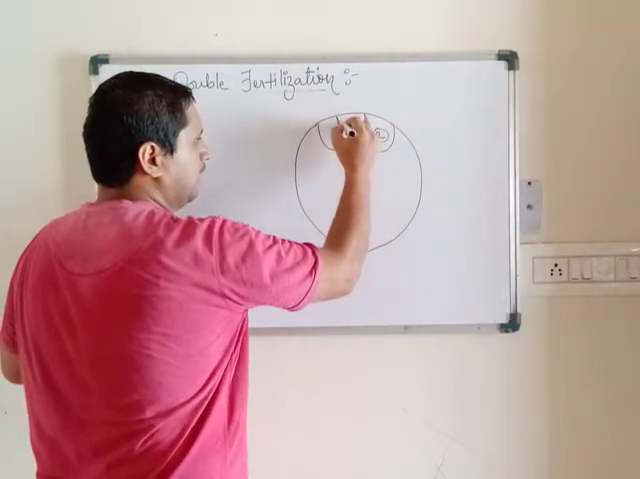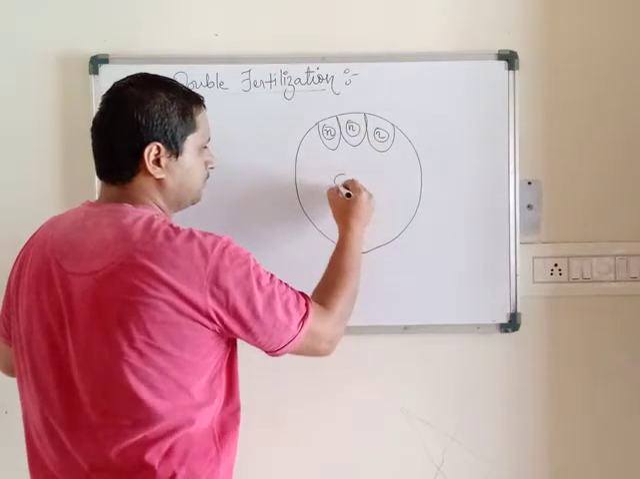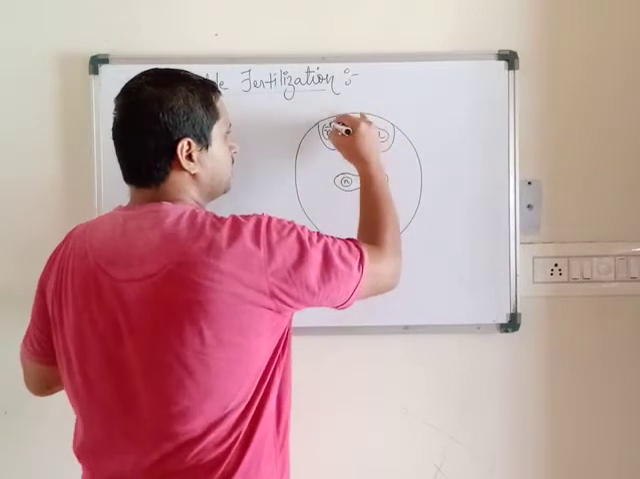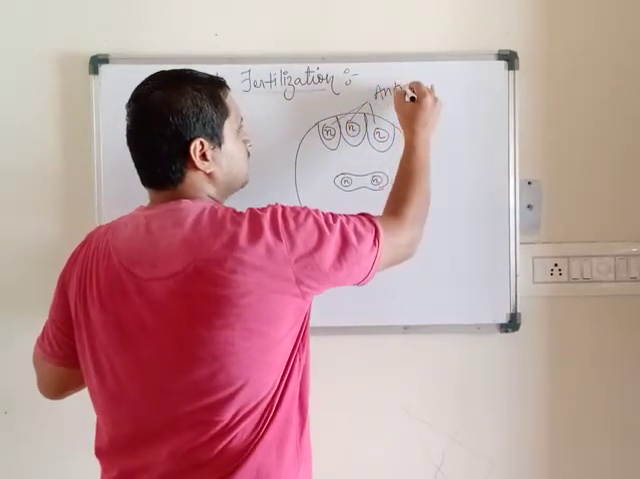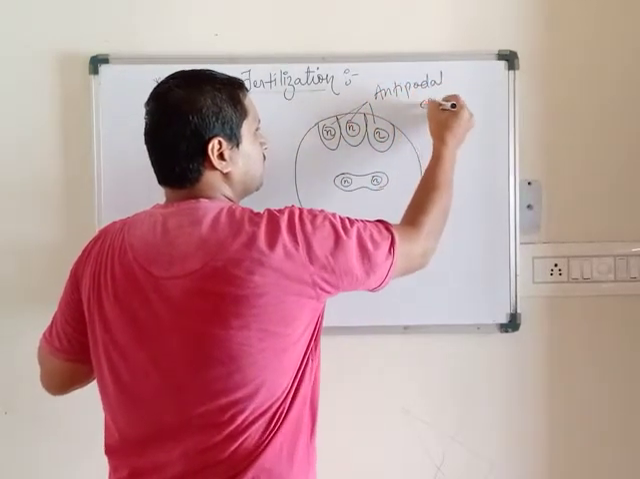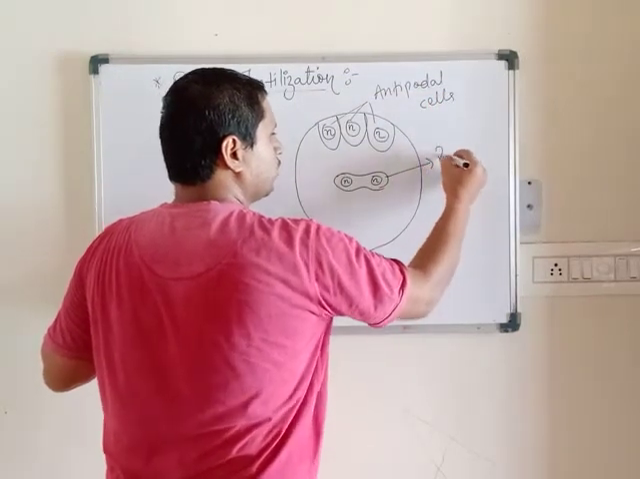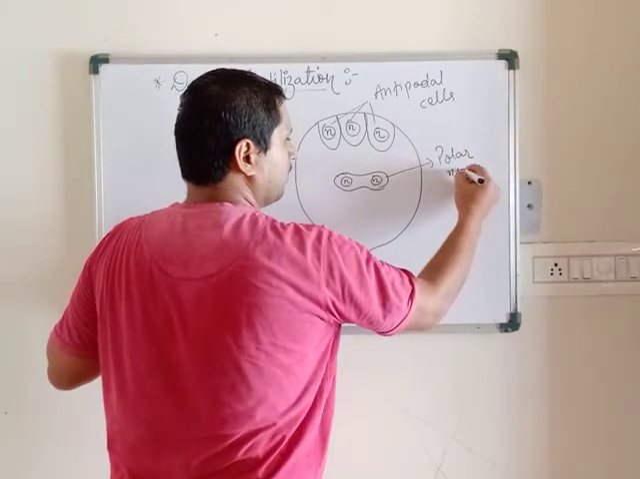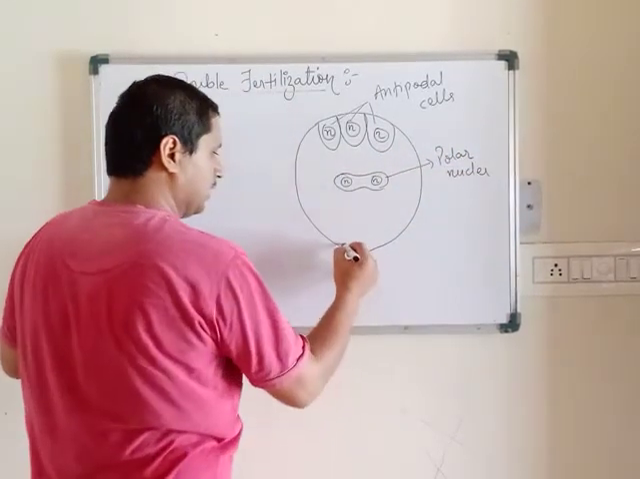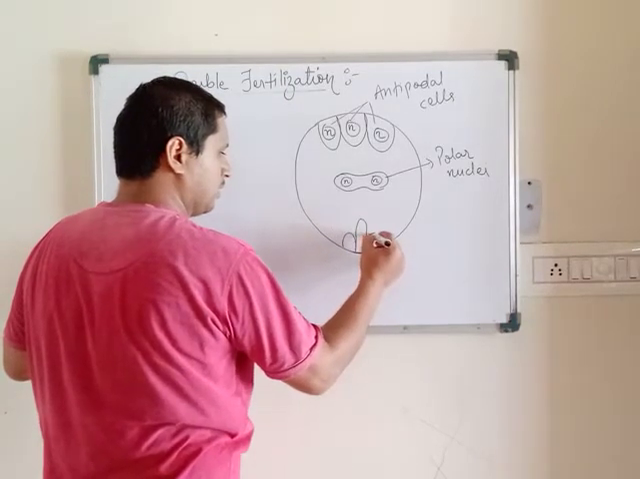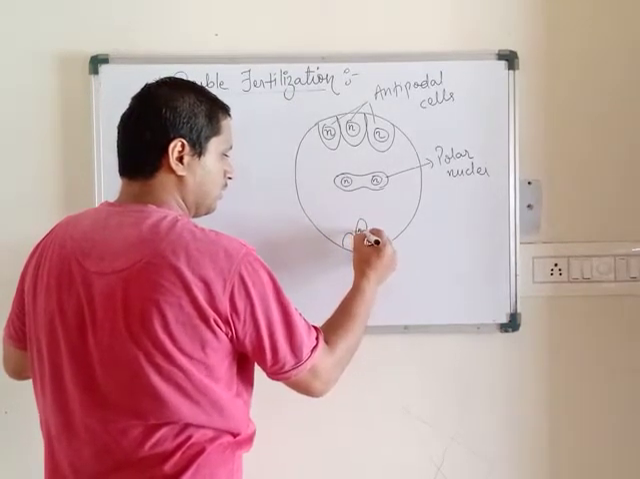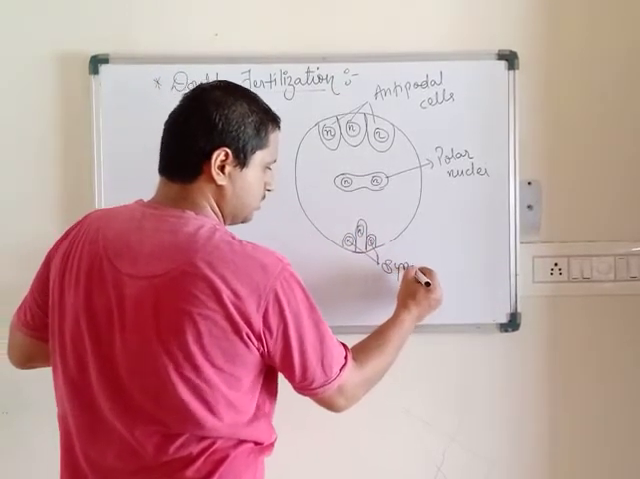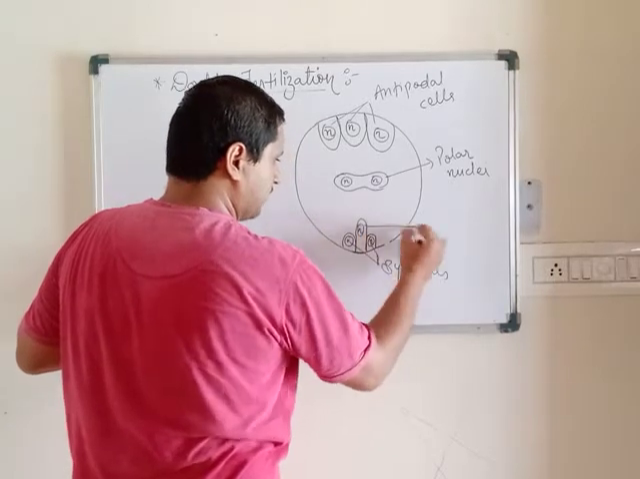and these three are what, children? Antipodal cells. This is the polar nuclei. And these are the two synergids.